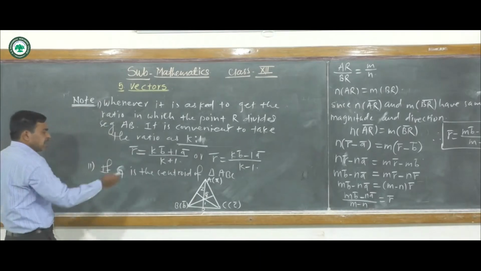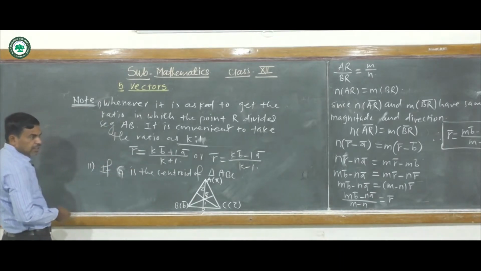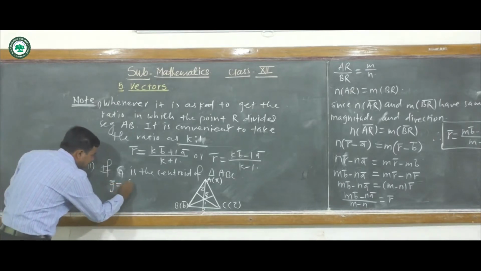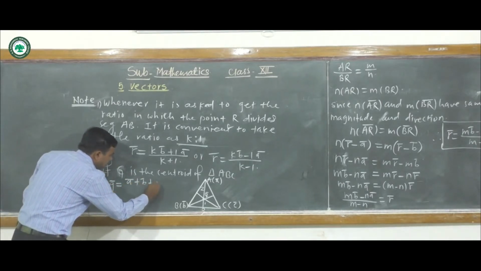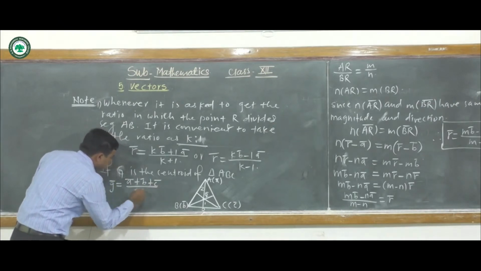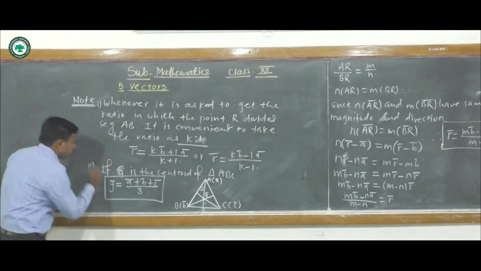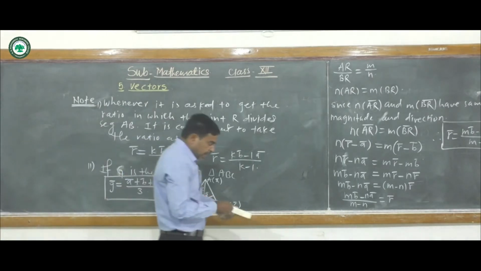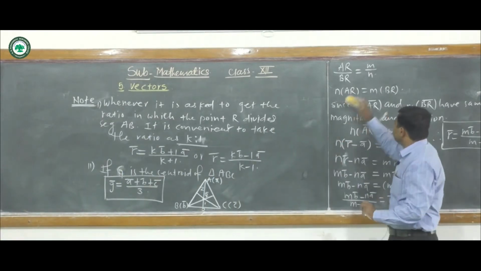And in this case, if the position vector of the point G is small z bar, then small z bar is equal to a bar plus b bar plus c bar divided by 3. And so this is the centroid formula. This is called the centroid formula.